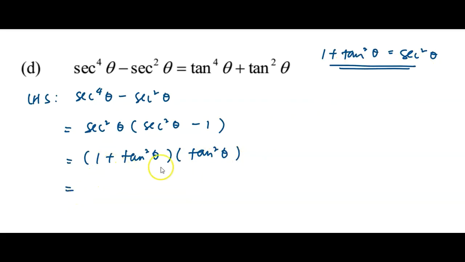And after that, we expand it. We have tangent power of 2 plus tangent power of 4. This is equal to your right hand side. Then again, we say we have proven this statement is true.